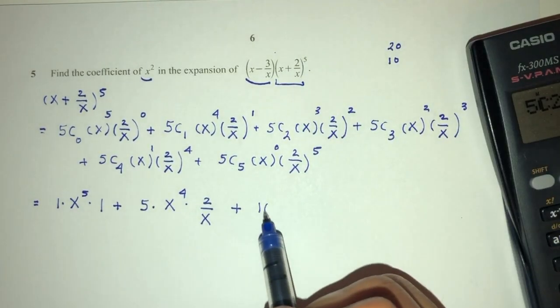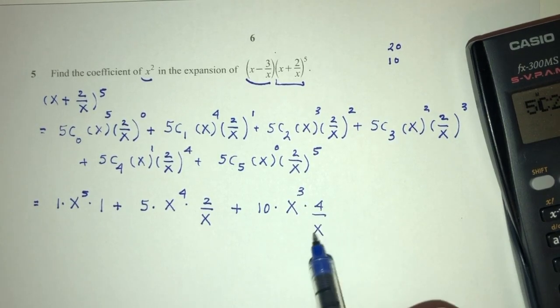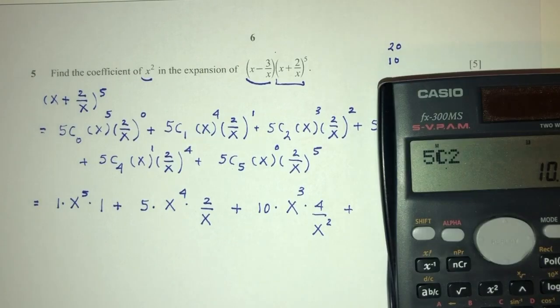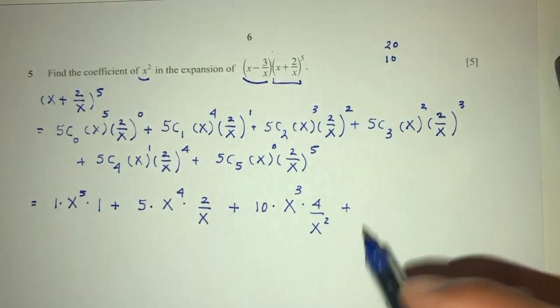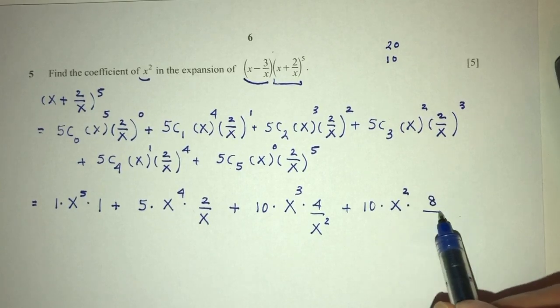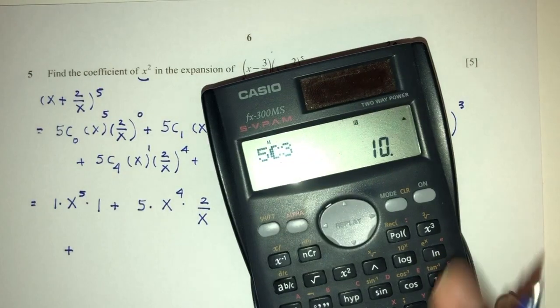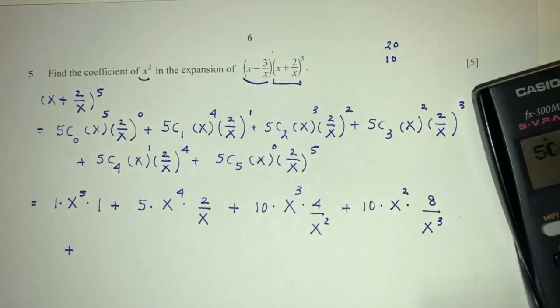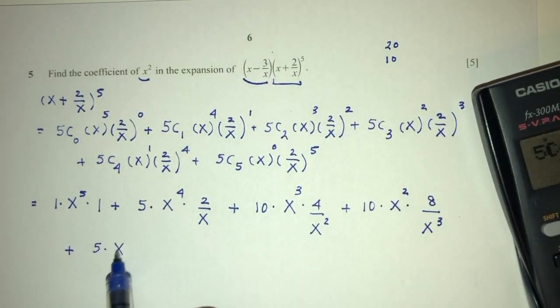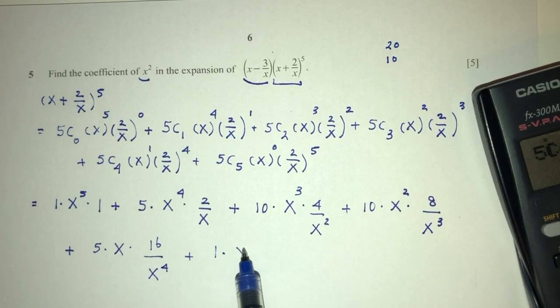So let's check. 10 x power 3, that will be 4x squared. Now 5 choose 3, that will be 10 again, and that will be squared, and that will be 8 over x power 3. And plus 5 choose 4, that will be 5x, and that will be 16 over x power 4. And plus 5 choose 5 is 1, that should be x power 0, which is 1 basically.